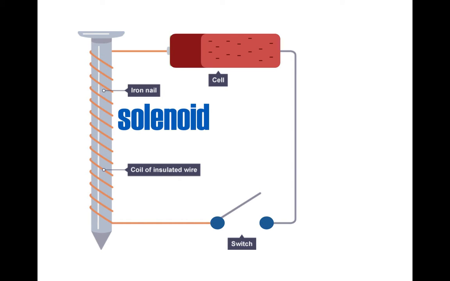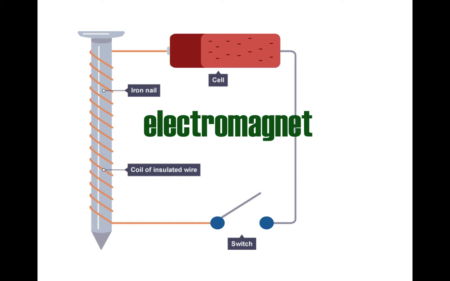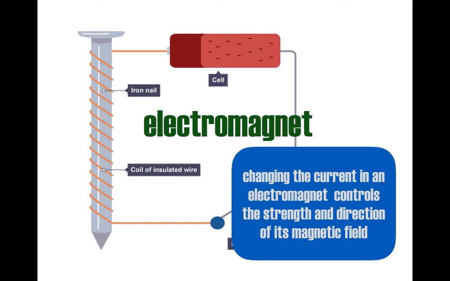And this is an electromagnet. Okay, so when I have my nail attached to it, I create an electromagnet. This is a solenoid. So a ferromagnetic core, which is a material that can be magnetized, I create an electromagnet. So changing the current in the electromagnet controls the strength and direction of its magnetic field. So if I increase the current, so I have a little battery that I have there. If I have a 6-volt battery, and I change it to a 9-volt battery, which will give me more current, then I intensify the strength of that magnet.